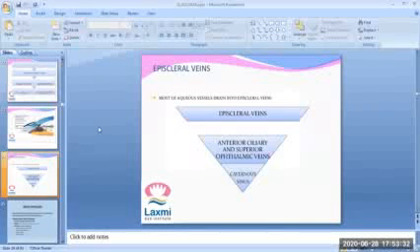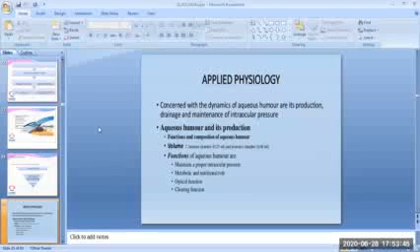Most of the aqueous drains into the episcleral veins, which again drain into the anterior ciliary and superior ophthalmic veins, which in turn drain into the cavernous sinus. Then is the applied physiology of glaucoma. The physiology is concerned with the dynamics of aqueous humor, its production, drainage, and maintenance of intraocular pressure.